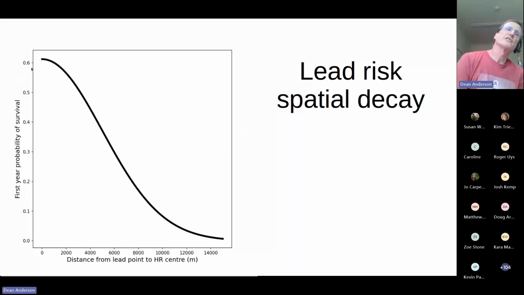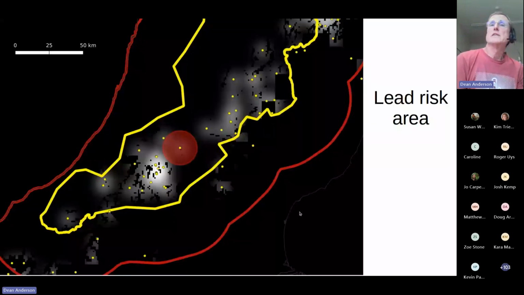And so the lead risk spatial decay is shown here. So this is the probability of survival for a first year bird in its first year. And up here is if it happens to have its home range center on a point lead source, so really close to a dock hut. And then that risk of survival over that first year will decrease as the home range center gets moved away from the dock hut. So that's how we're handling lead in this. And so effectively the lead risk area is shown in this red circle here around a dock hut with lead. So any bird that's got its home range center within this circle will be at risk of lead poisoning from this hut.